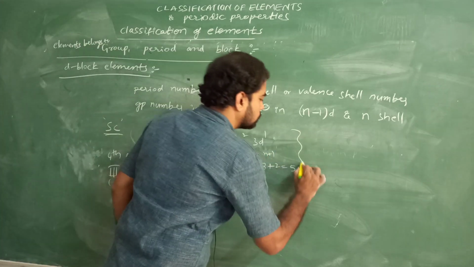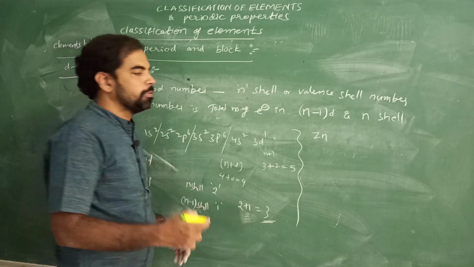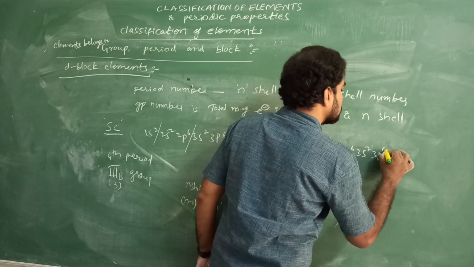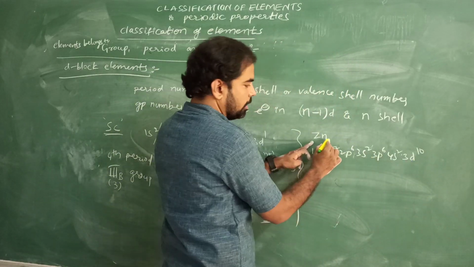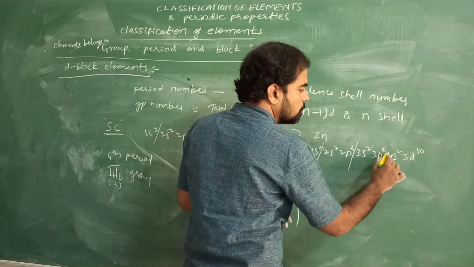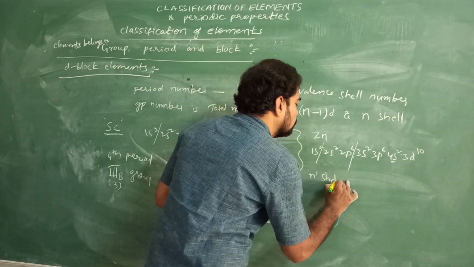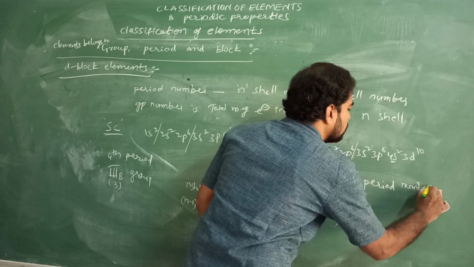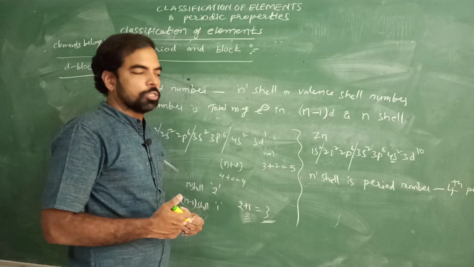Take one more example. Zn belongs to which group and which period? Simply write the electronic configuration: 1s2, 2s2, 2p6, 3s2, 3p6, 4s2, 3d10. Here the configuration is for Zn, atomic number 30. Then we get the first shell, second shell, third shell, and the n shell is the period number, the last shell. What is the period number? Fourth period, right? Zinc belongs to the fourth period.